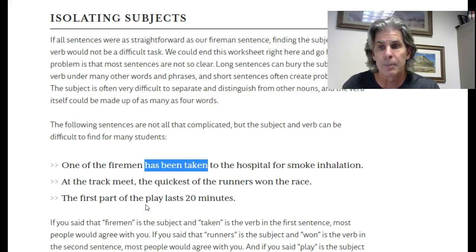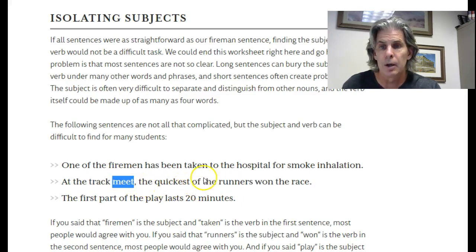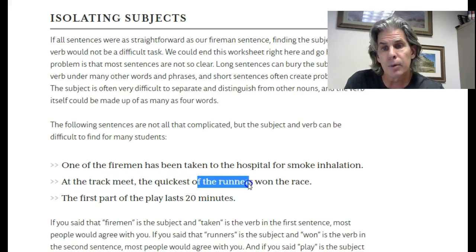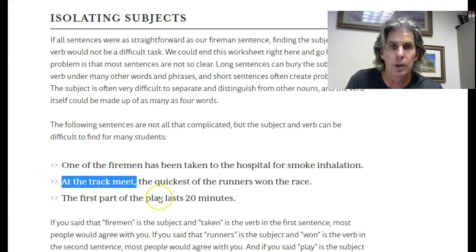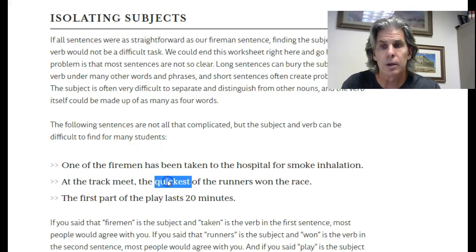Okay, and then the second sentence, at the track meet, you might think that the subject is track meet, but no, that's the topic. Okay, or you might think it's runners. That would be a good answer, but it's still wrong. Notice that of the runners is a prepositional phrase. So is at the track meet. Those are prepositional phrases. And if you took out at the track meet, of the runners, and if I just told you the quickest won the race, that would make sense to you. The reason is because that's an independent clause. The quickest is the subject of the sentence. That is who won the race. That's who performed the verb.